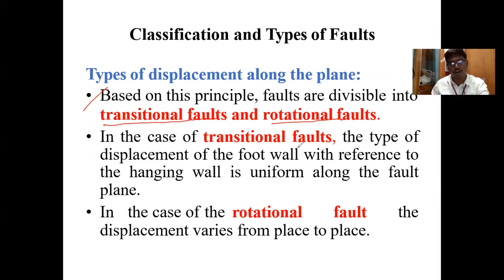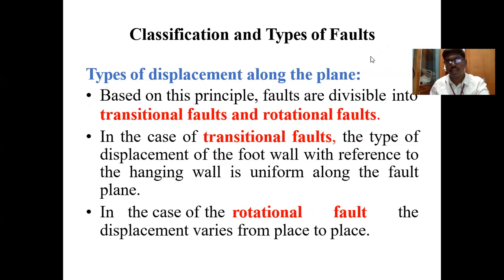What is this translational fault and rotational fault? Whenever I draw a rock bed, and in that rock bed I draw a simple inclined fault plane, with this as the footwall and this as the hanging wall, based upon how the footwall and hanging wall are moving, I call it a translational fault or a rotational fault. If the footwall with reference to the hanging wall has uniform displacement, meaning whatever width you see here, the same width is seen on this side also, then it is a translational fault. If the width varies, then it is a rotational fault.